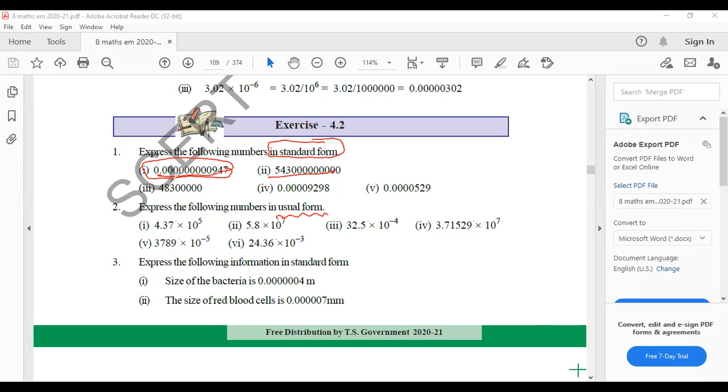So first of all, take the first question. Better I should copy it directly here. This is the question. Please write down 947 into, how many digits are there? Please count all the zeros after it. How many zeros are available in that?